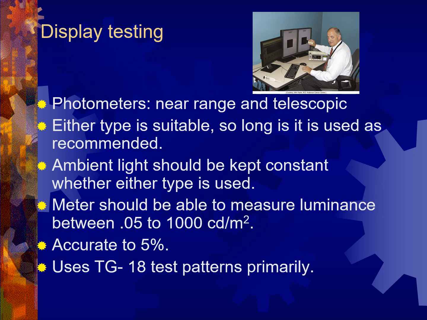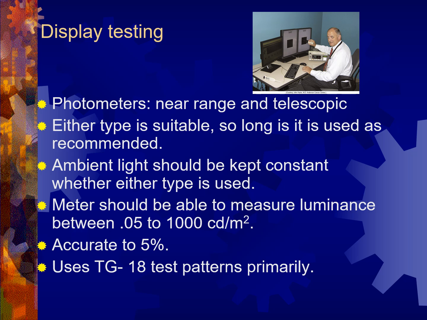All right, so there are two types of photometers. There's a near range, where you stick the sensor right onto the surface of the monitor, or a telescopic one. It's got a rifle barrel or cylinder, with the photosensor at the end of the closed-off cylinder, and the light is supposed to go down the tunnel of the cylinder. A telescopic photometer is held at exactly one meter from the monitor.